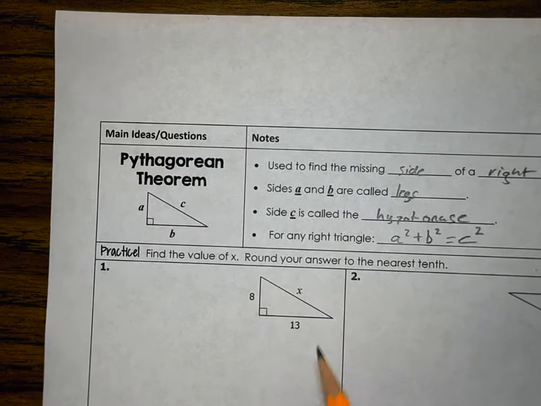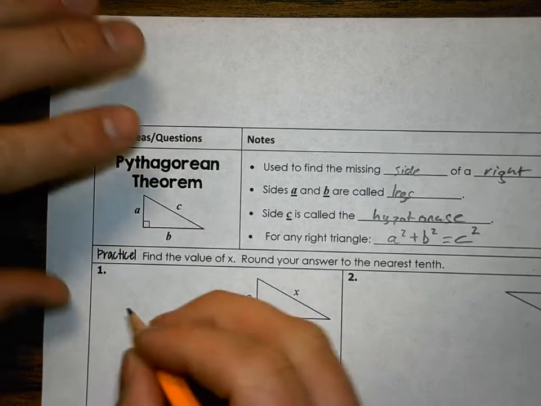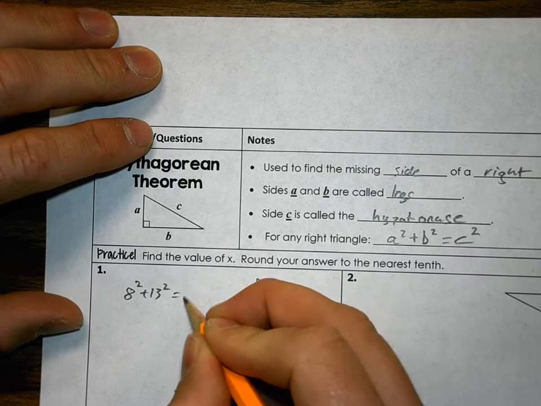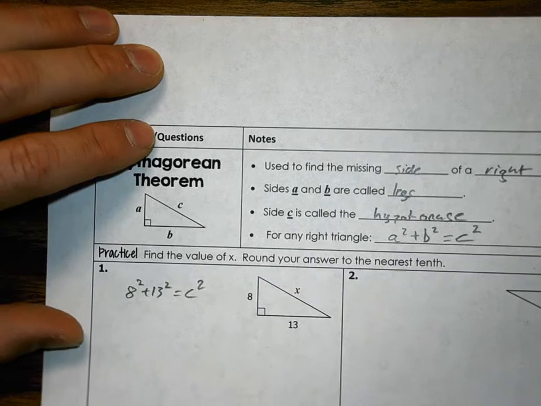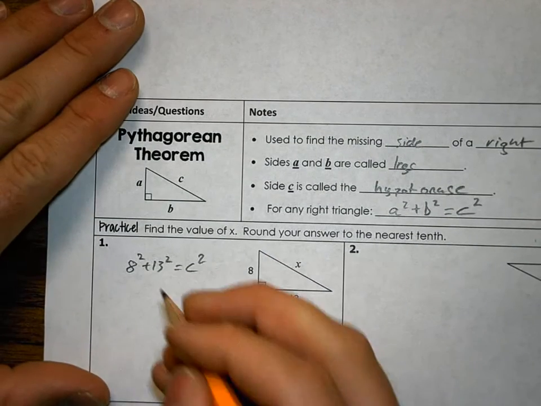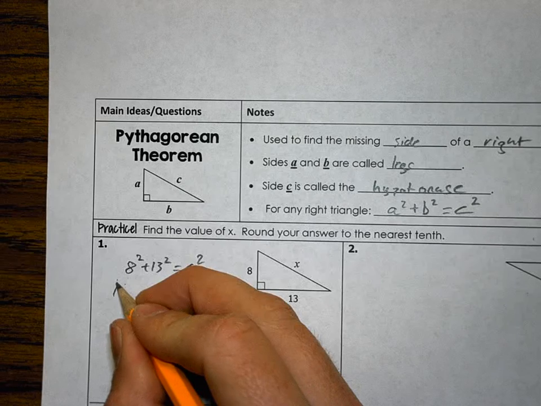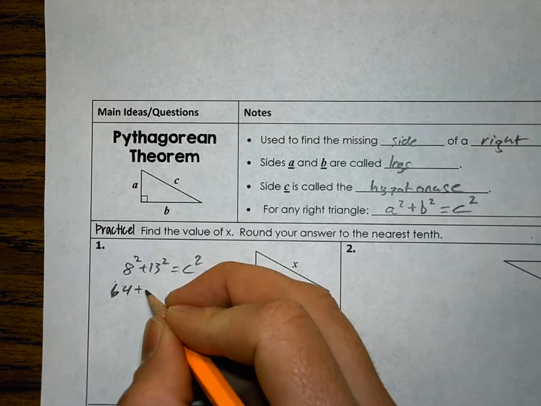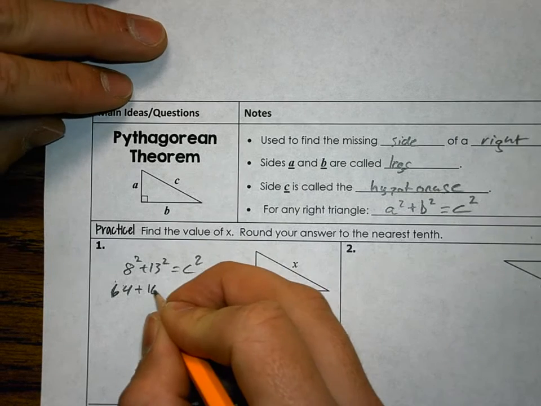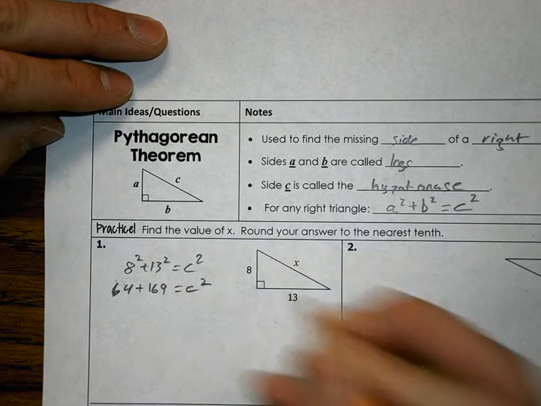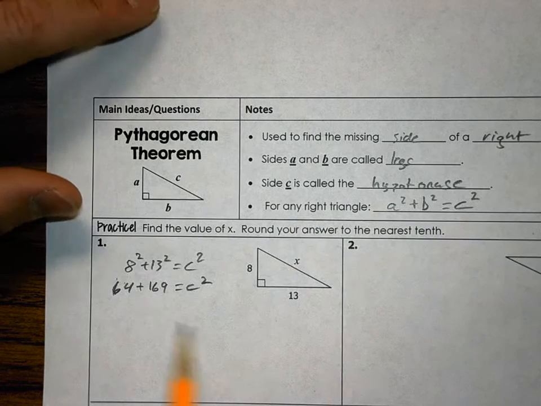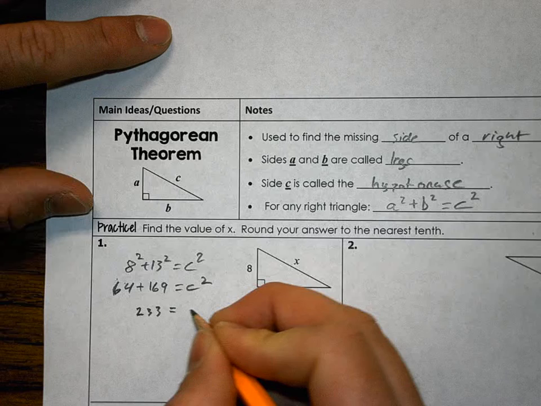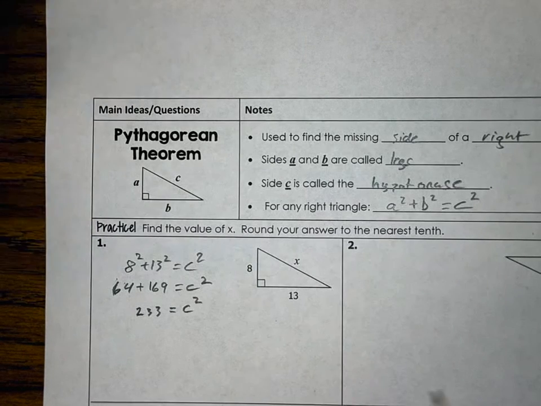Alright, first example. 8 and 13, we have to find x. So 8 squared plus 13 squared equals c squared. 8 squared is 64. 13 squared is 169. And next we want to add these two together and we get 233 equals c squared.